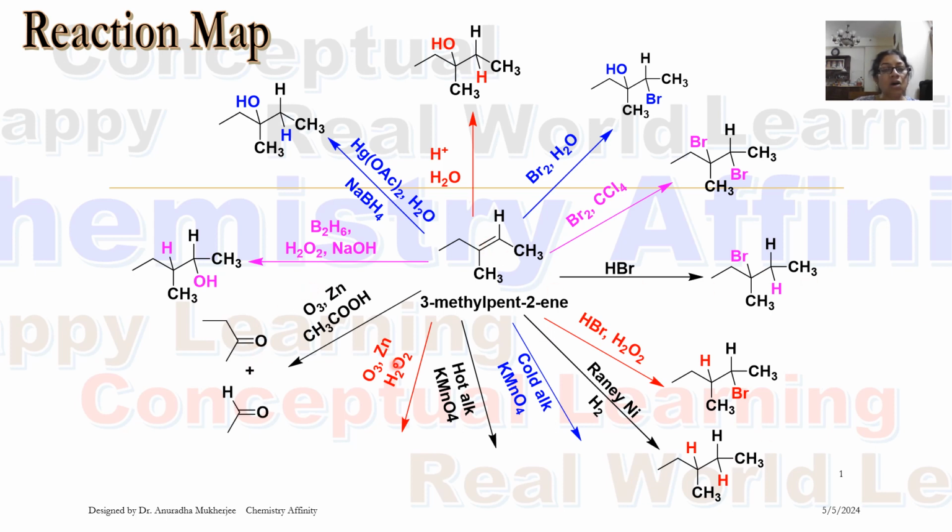The next reaction is the oxidative cleavage, where the carbon-carbon double bond breaks and we are getting ketone and aldehyde. The left hand side portion gives the ketone and the right hand side portion gives the aldehyde. So this is the acetaldehyde.